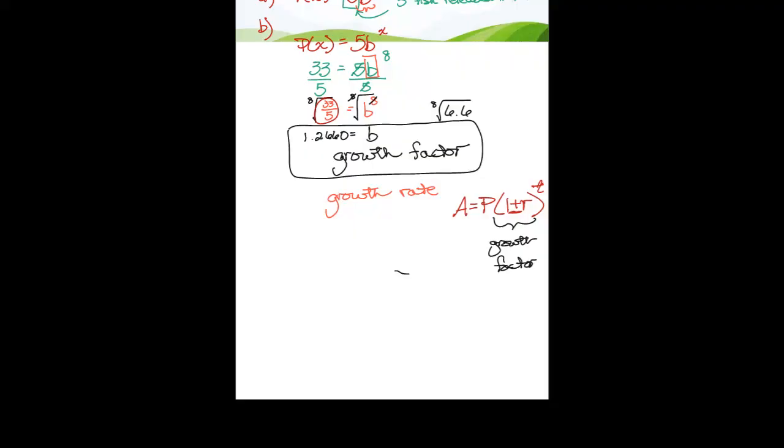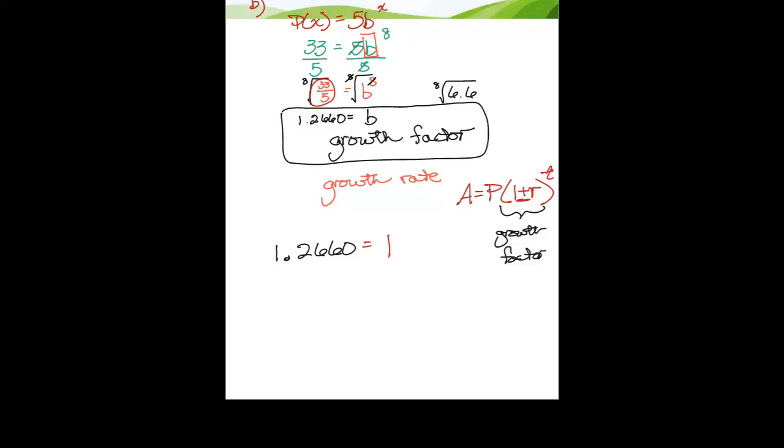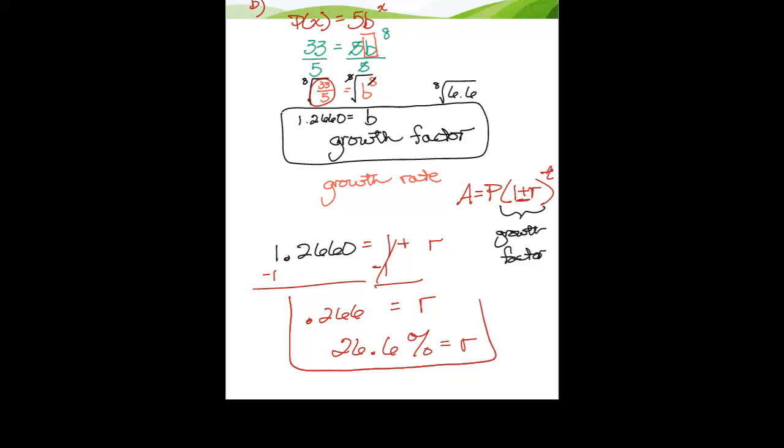And my growth factor happens to be 1.2660. That must be equal to 1 plus R here because that rate is increasing. So to solve for R, subtract by 1, subtract by 1, the 1's cancel out. The rate must be 0.266 or 26.6%. So this is the decimal form, and this is the form as a percent.